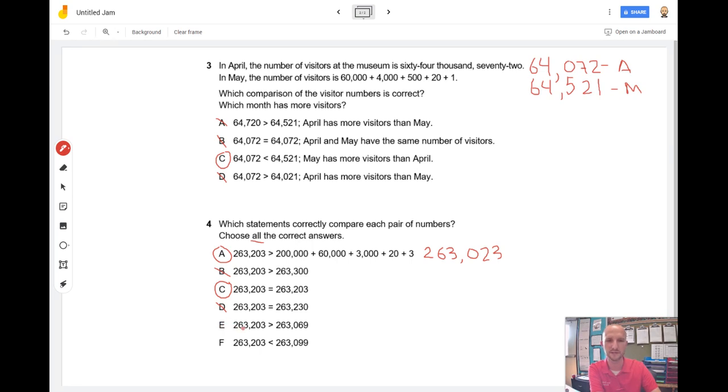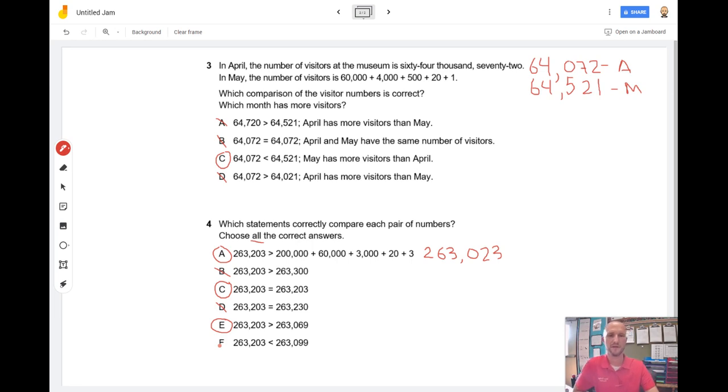E, 263,203 is greater than 263,069. Well, thousands period, same again. Hundreds, there's 2, there's 0. So that's true. Okay, it doesn't matter that that 69 is bigger than this. Okay, what matters is you go place value by place value.